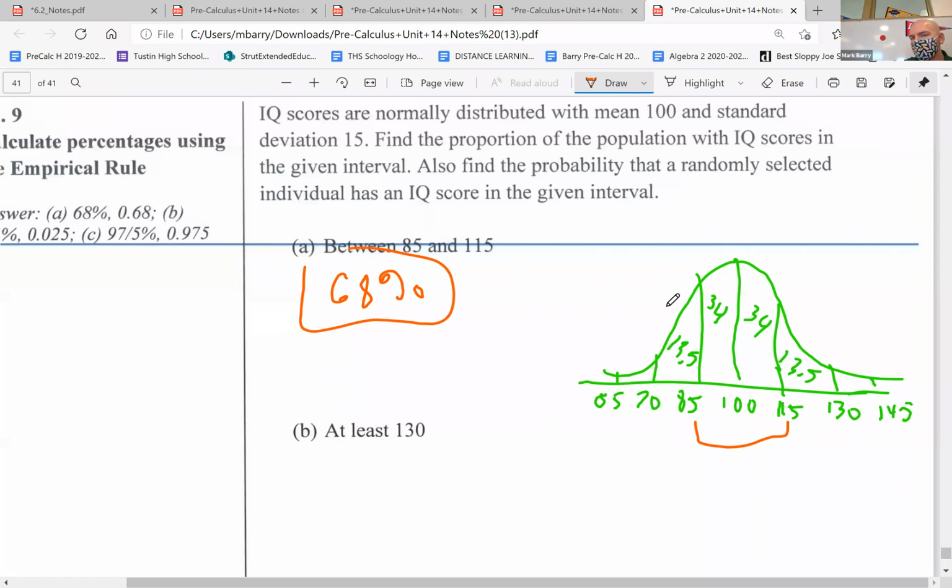Now they said also here, find the probability that a randomly selected individual has an IQ score within that given interval. So that's just going to be the decimal form of that percentage, because probability we usually do as a decimal.